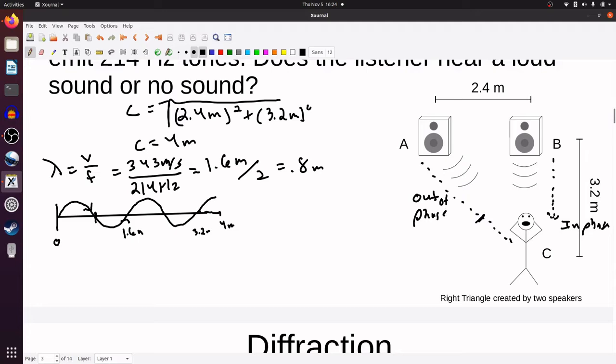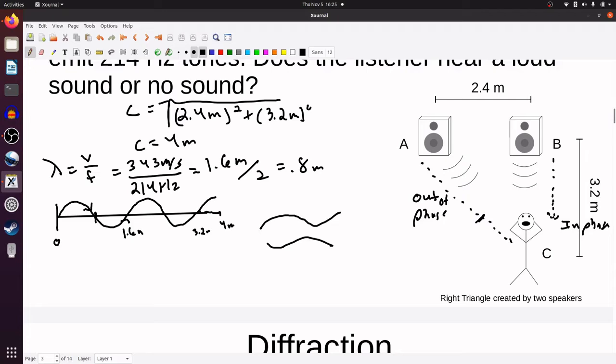So what's happening here is you have a wave where essentially you can think of it as a peak hitting a trough. And so what's happening is this listener is not going to hear any sound. That's just because they're going to be experiencing two different sounds that are completely out of phase with each other, thereby canceling it.